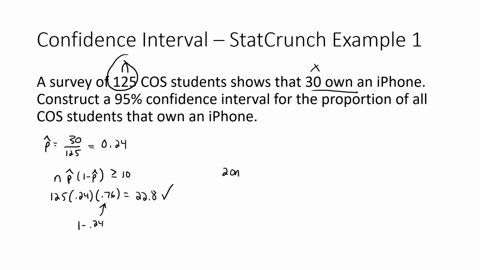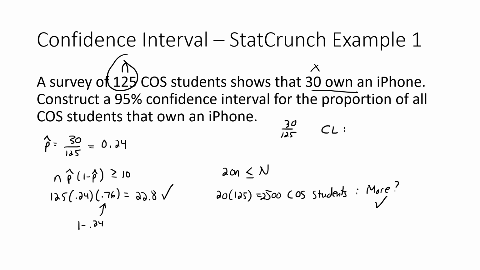Next, we want to make sure that 20 times N is no bigger than the population size. 20 times 125 is 2,500 COS students. Are there more than 2,500 COS students? Yes, there's about 16,000. I don't know the exact number, but I know it's much larger than 2,500. That means that we can go ahead and construct the interval. Let's go ahead and do this in StatCrunch. The last thing that I need besides the 30 out of 125 is the confidence level, which is 0.95 mentioned here.